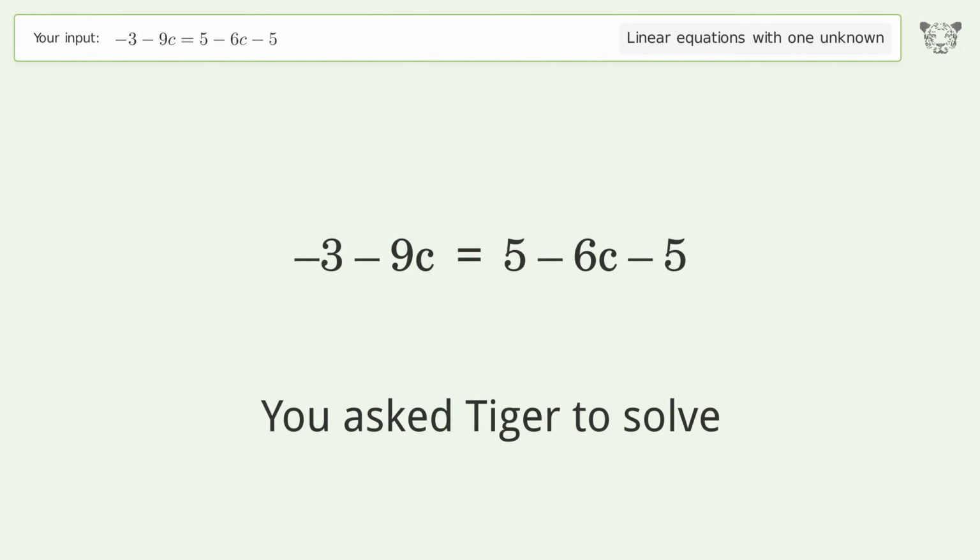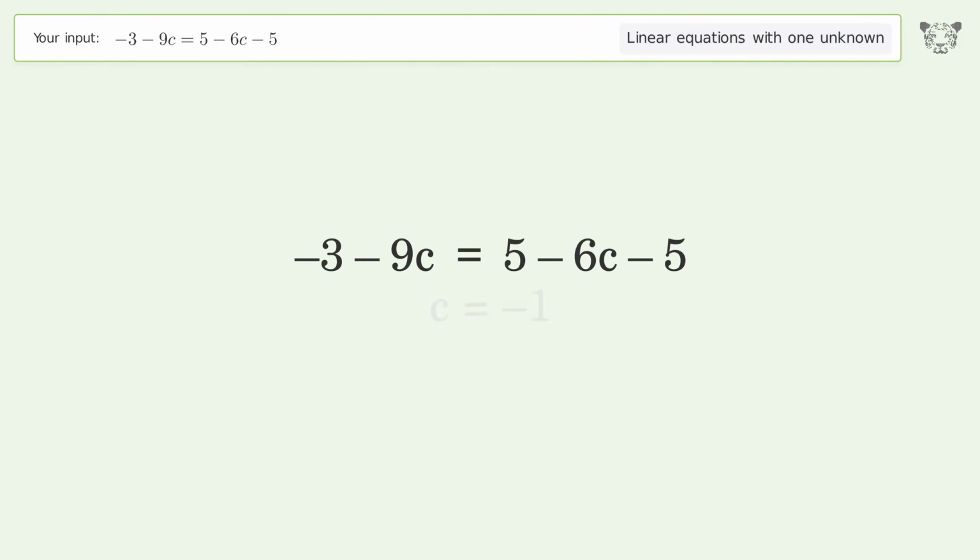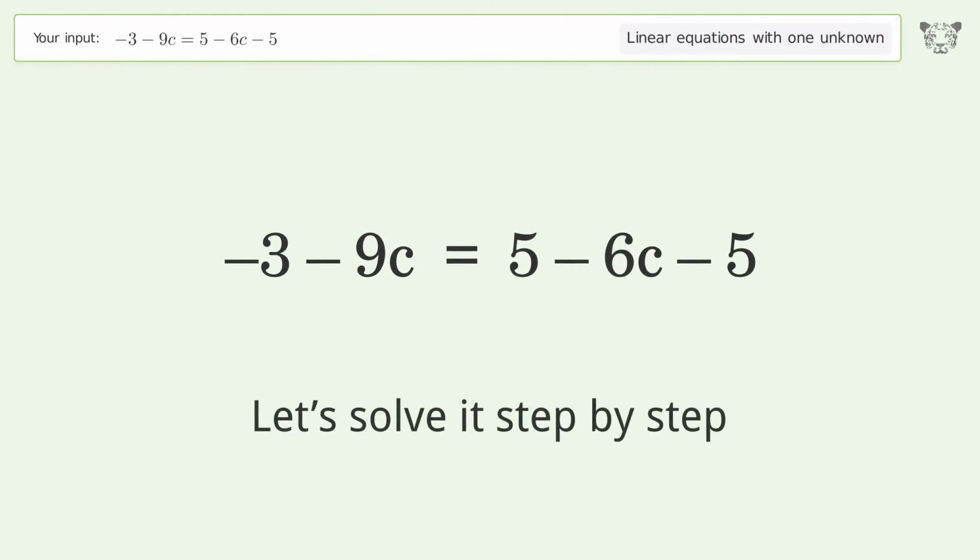You ask Tiger to solve. This deals with linear equations with one unknown. The final result is c equals -1. Let's solve it step by step.